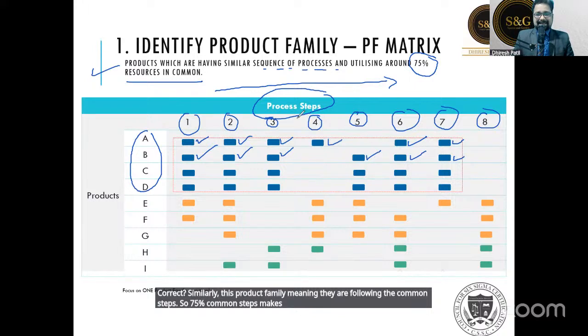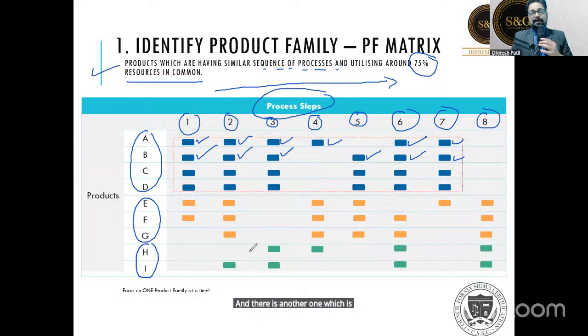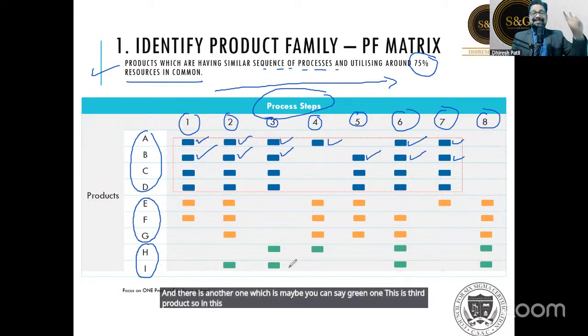So here you can see the blue color is one product family. The second one is this one. You can see the orange color. There is another product family. You can see the common process steps, 75% common. And there is another one, which maybe you can say the green one. This is the third product family. So in this slide, you can see three product families being found here. Three product families.